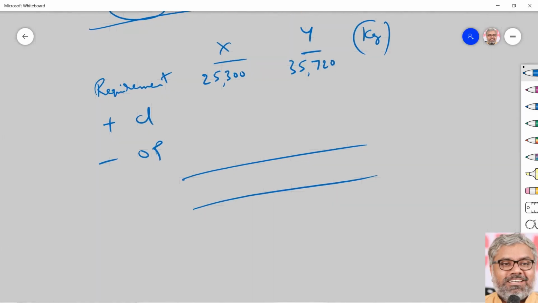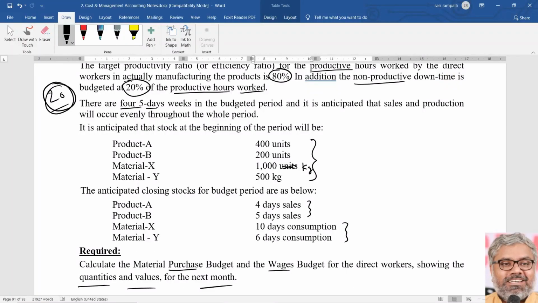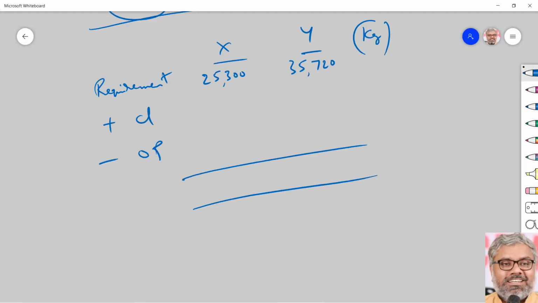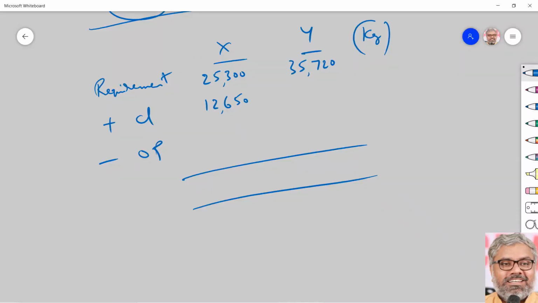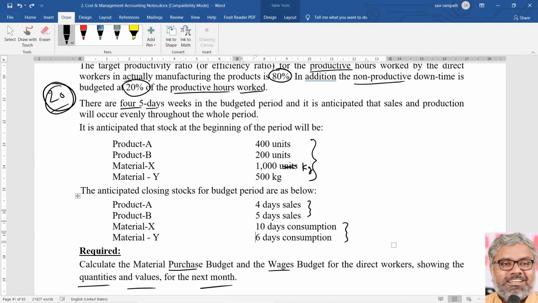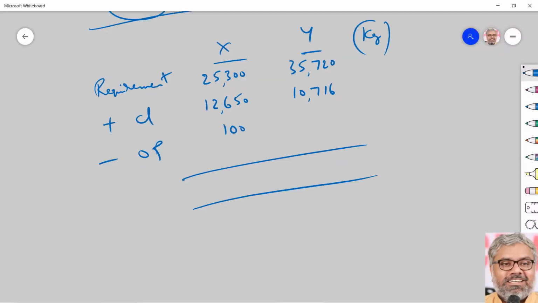So closing stock of raw material X is how much? 10 days consumption, he says. So 25,300 is for 20 days. 10 days means half of that. That is 12,650. For material Y, he says 6 days consumption. So 35,720, that is for 20 days consumption, into 6 days how much? 10,716 kgs. Opening stock is already given, 1,500 kgs.